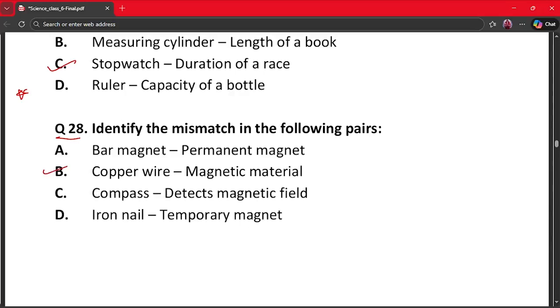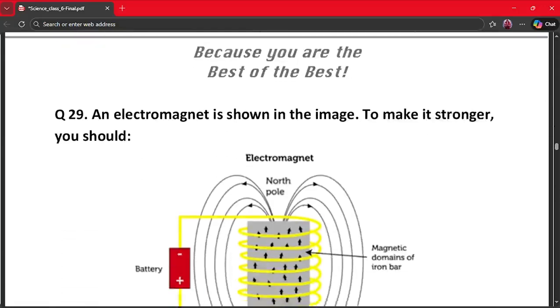Copper wire to magnetic material. Why? Because copper is not magnetic. Iron is magnetic. Hence copper wire cannot be magnetic. Other pairs are correct, like bar magnet, compass and iron nail, but copper wire to magnetic material is not correct. Our next question is question number 29.